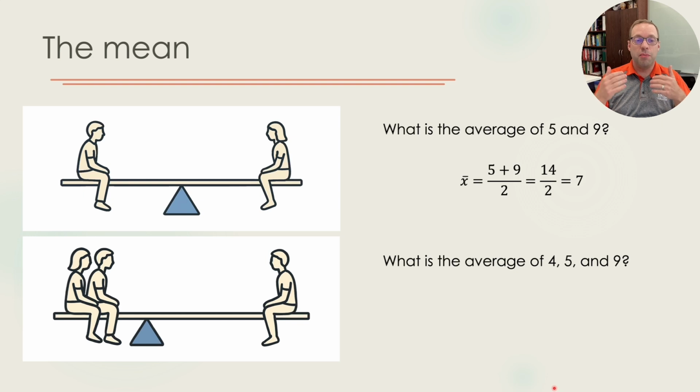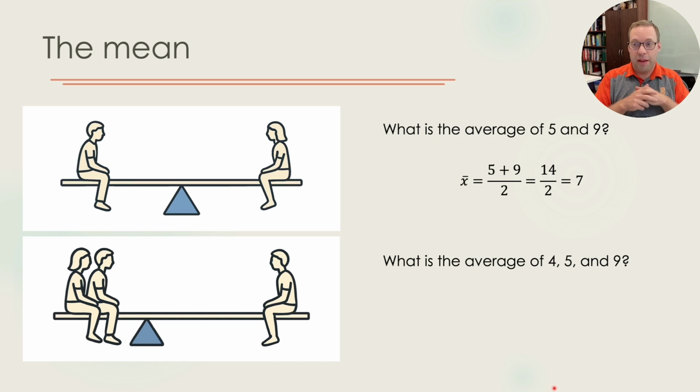Likewise, when there is more data on one side, it's going to shift the mean in that direction. The mean is just that fulcrum. Remember, it's the balancing point, the middle of all your numbers. So what's the average of 4, 5, and 9? It's the same problem as we had before, but this time we have an extra data point very near the 5. So it's 4, 5, and 9.